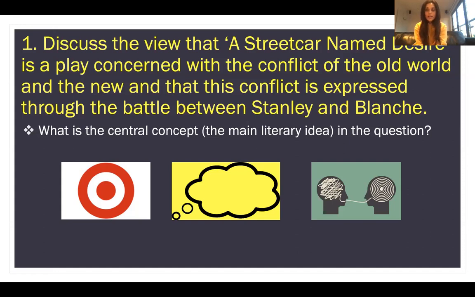Well, I think what's happening here is it's explaining that there are two characters perhaps that represent that conflict of the old and the new. So what we've got here is probably, if I was writing on my slide, I would be writing the word conflict between the old and the new, and also between Stanley and Blanche.